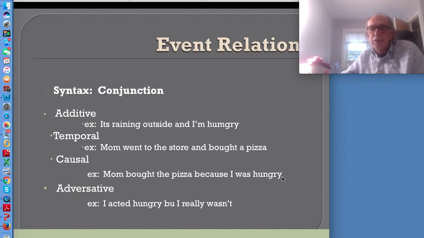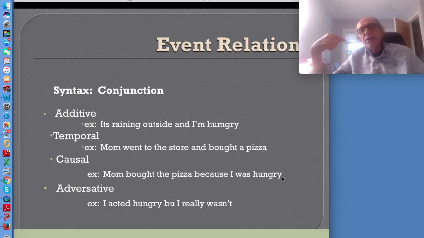In more advanced speakers, or in literature, you might say, I acted hungry, however I wasn't. Or you might say, although I acted hungry, I wasn't. All of those are conjunction sentences that code adversative. And event relations, you see how this is way more complex than those object relation content categories that are represented in single verb sentences.